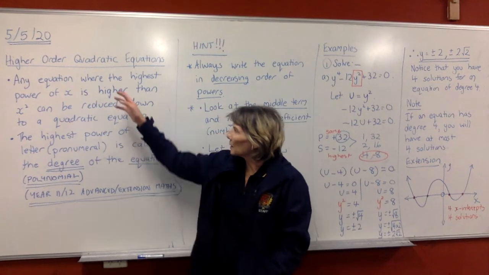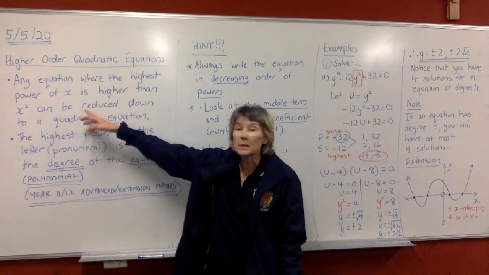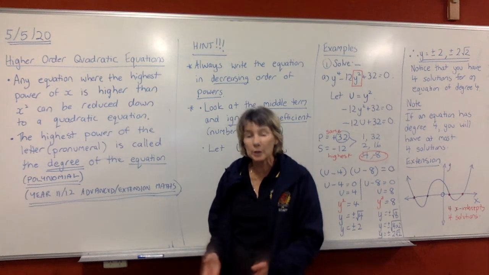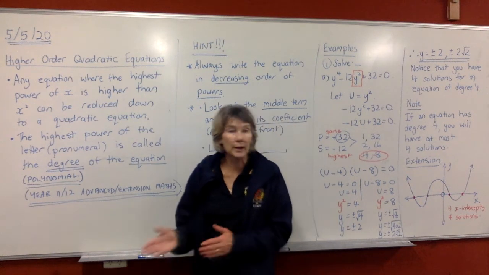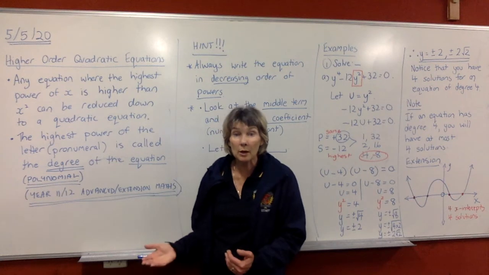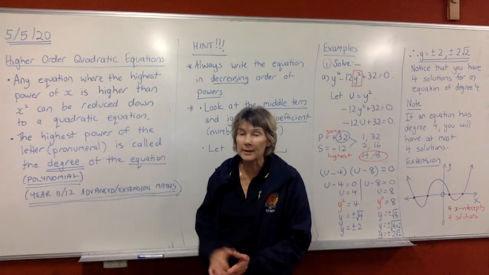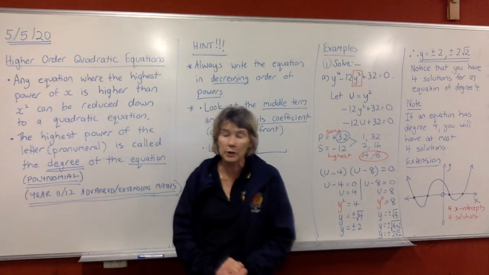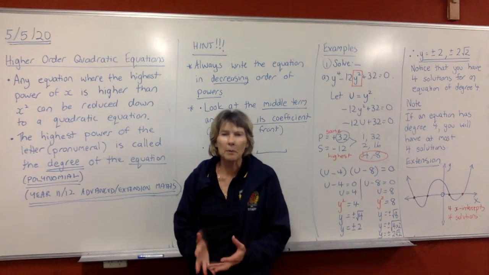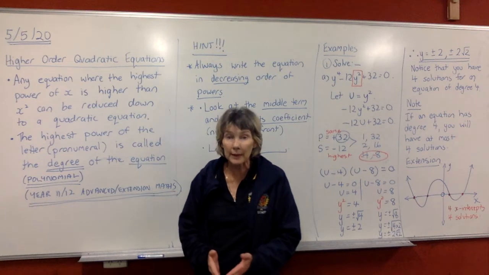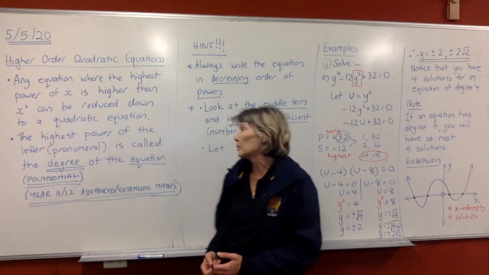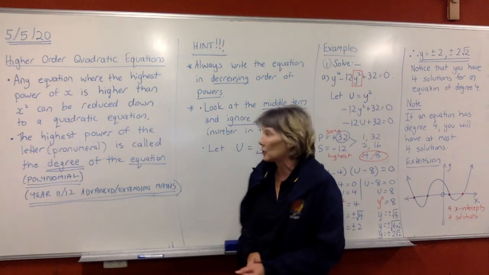So today we're doing higher order quadratic equations. That means we've got an equation where the highest power of x is more than x squared. So if you're looking at an equation with x cubed, x to the power of 4, x to the power of 5 as the highest power of x, that's what we're dealing with. They will be able to be reduced to a quadratic equation. You might be thinking, well, how's that possible all the time? But the ones that we give you in the textbook and in your exams will always be able to reduce down to a quadratic equation.